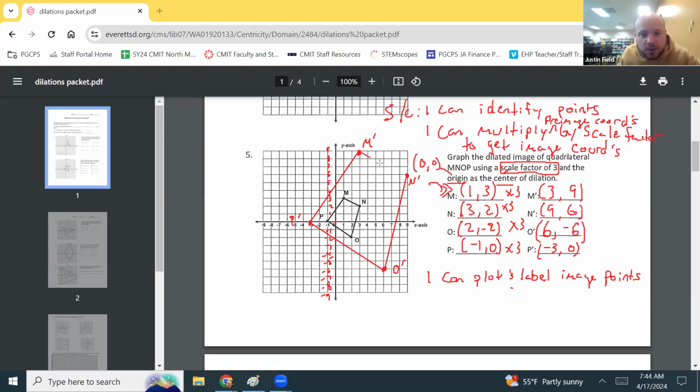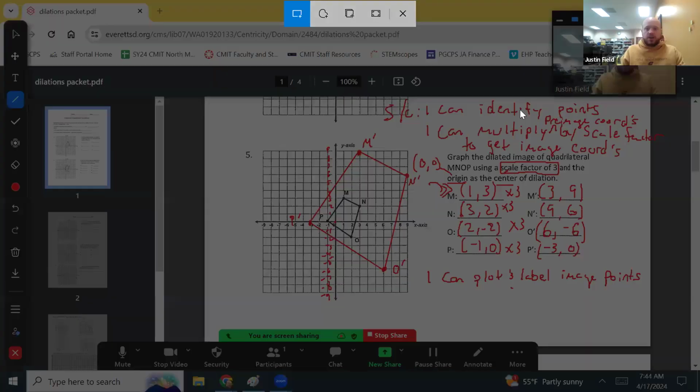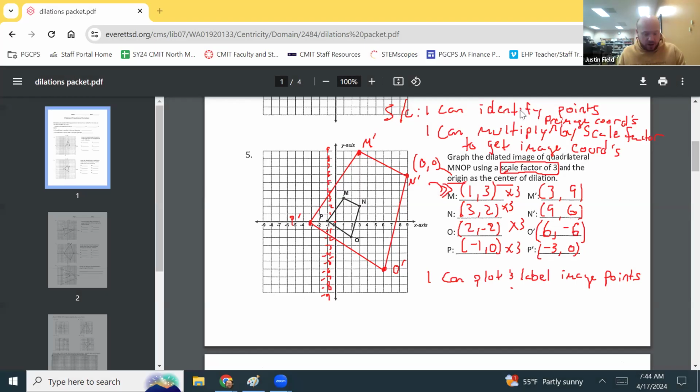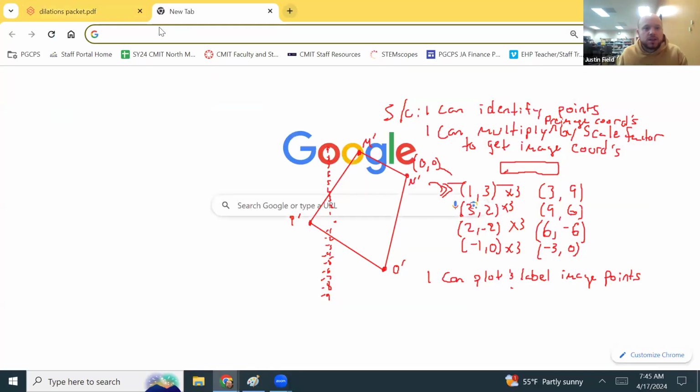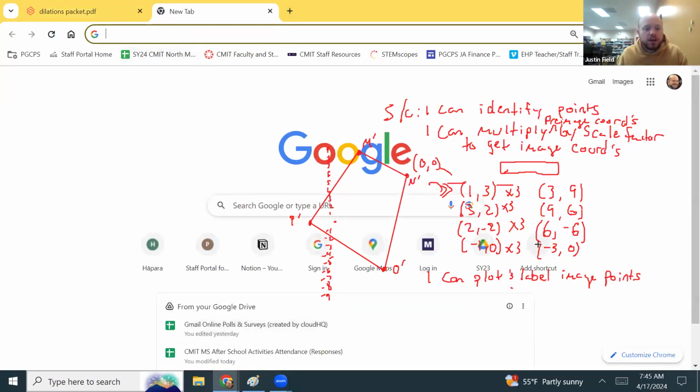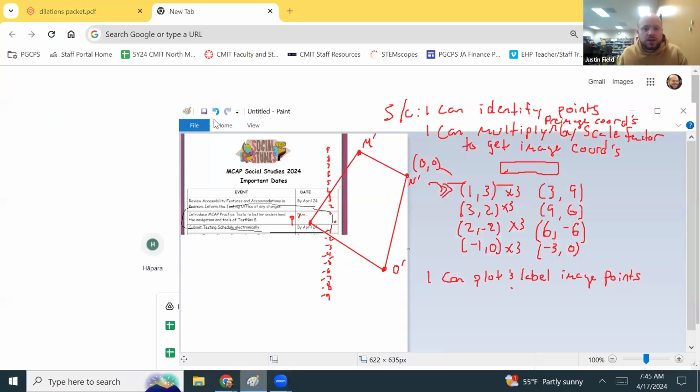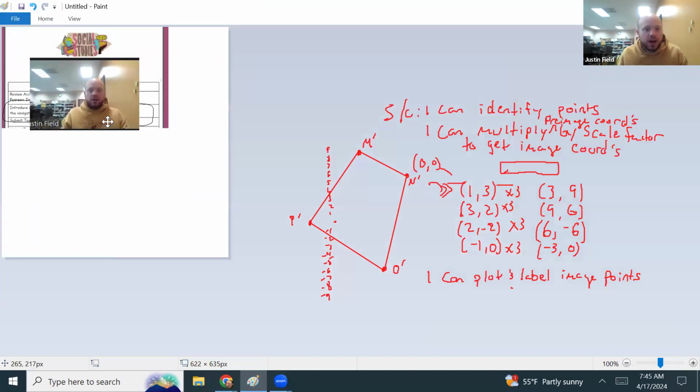And so when we do a dilation, there we go. Like if I take, that's a dilation. I'm going to screenshot myself here. Well, let me just go to Paint. So I'm going to show you something. So there I am, right?